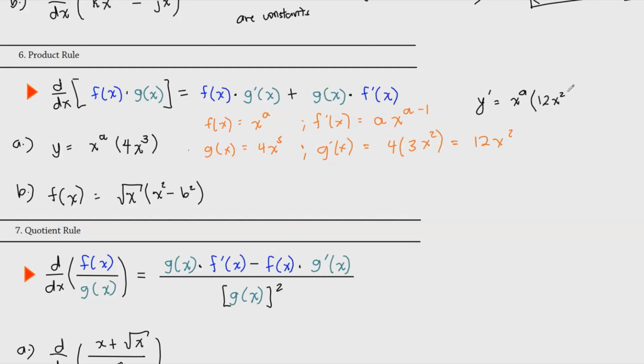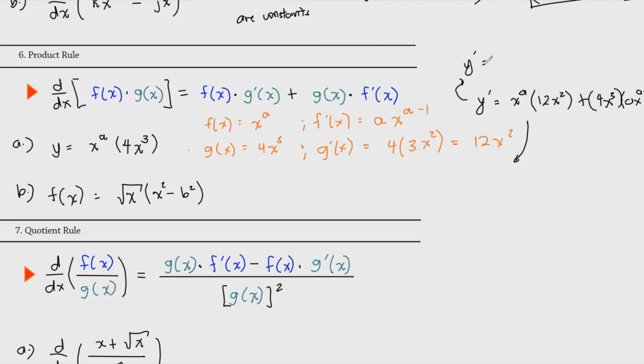So we have 12x squared, and then we add, since this is product, so we add g of x. G of x here is 4x cubed, and then we multiply it with the derivative of f of x, which is ax raised to a minus 1. And then the last part, as always, would be simplifying our equation. Let's just do it here. Probably I will not mess up the previous one.